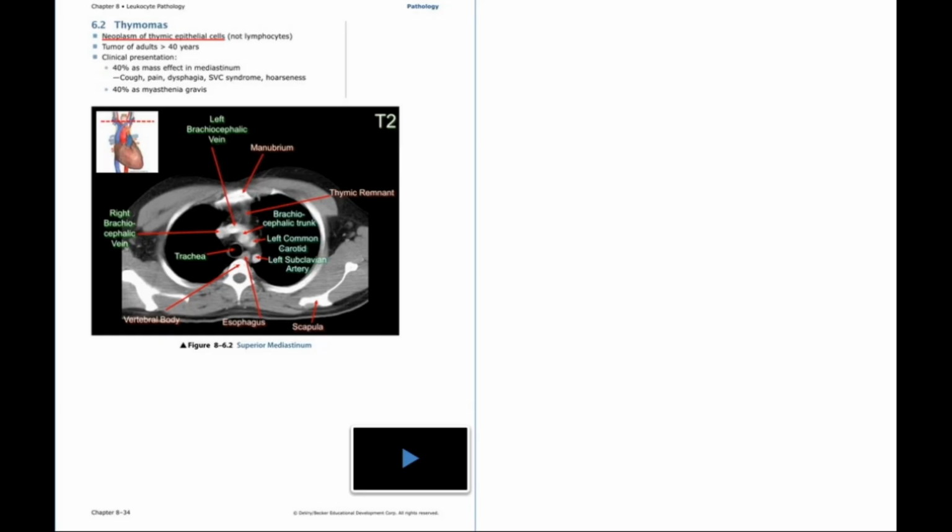Thymomas are most commonly tumors of adults over 40 years of age, and they present in two different patterns of disease. They can present as a mass effect in the anterior mediastinum, so there can be pressure against the trachea giving cough, pressure against nerves giving pain, pressure against the esophagus causing dysphagia, pressure against the superior vena cava causing superior vena caval syndrome, and the recurrent laryngeal nerve causing hoarseness. The other 40% present as myasthenia.